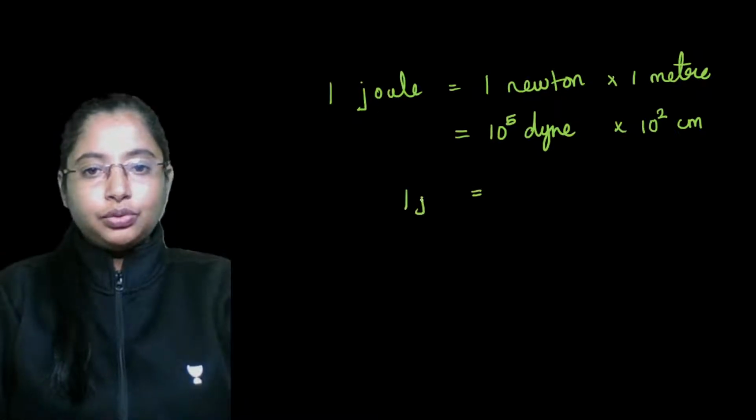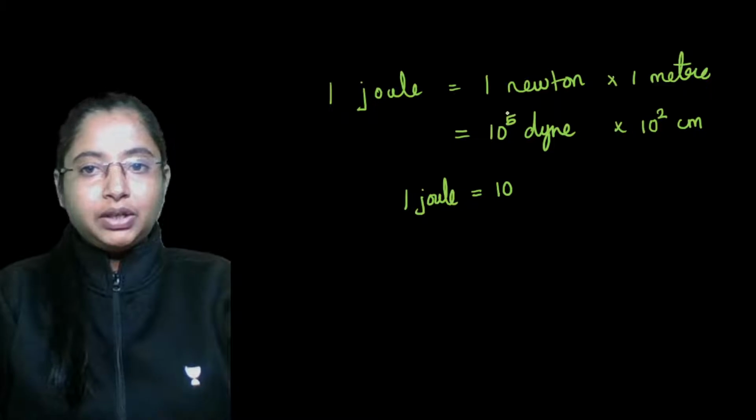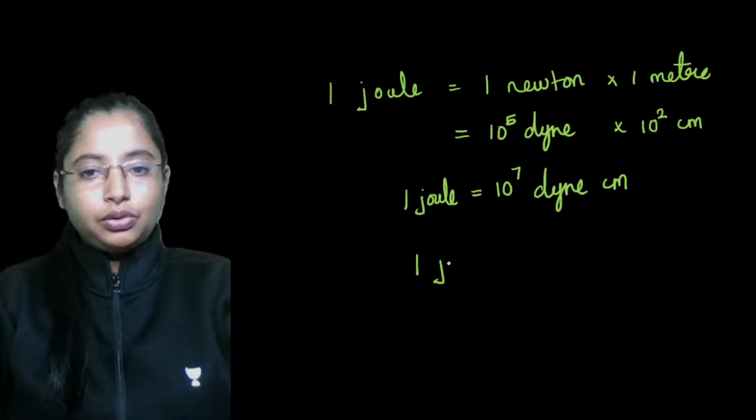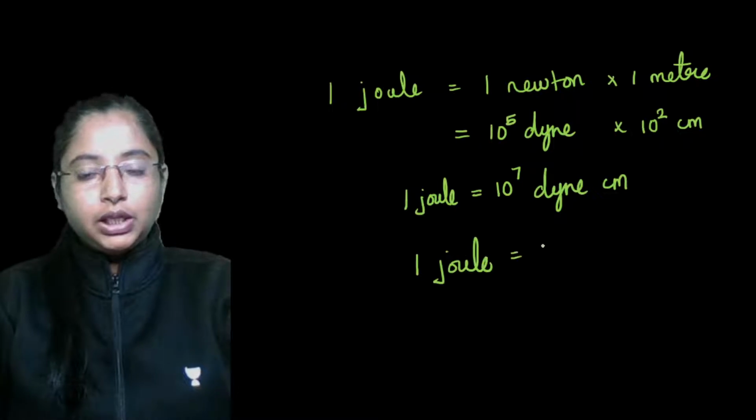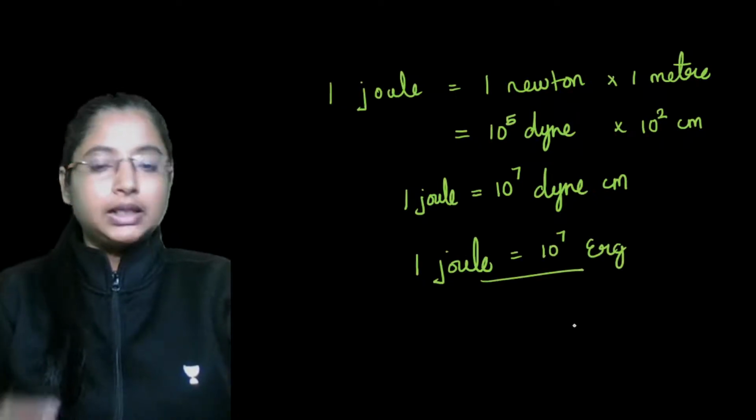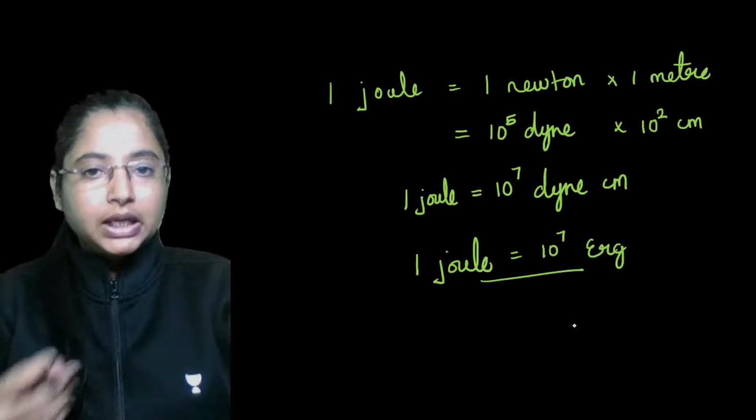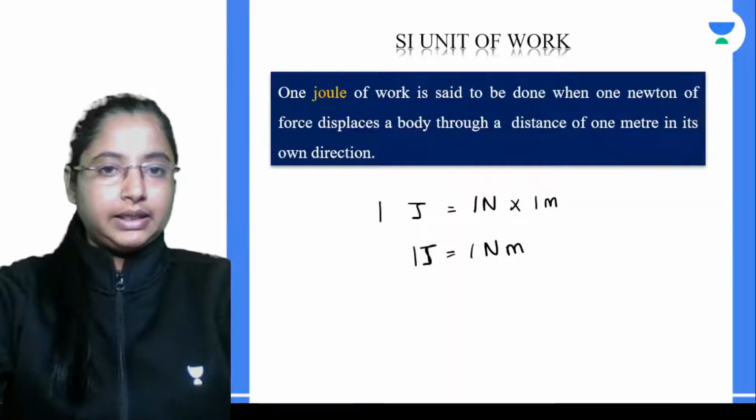So 1 joule is equal to 10 to the power of 5 times 10 to the power of 2. The base terms are the same, so you can add the powers: 5 plus 2 is 7, giving dyne centimeters. So 1 joule is equal to 10 to the power of 7 ergs. That's the relationship between the unit of work done in the CGS and SI systems of units.